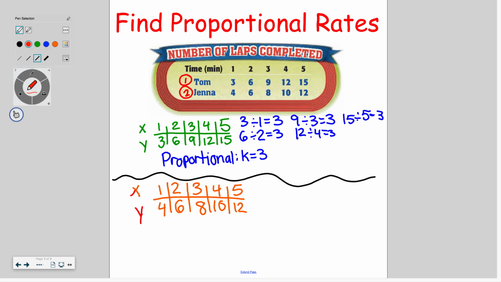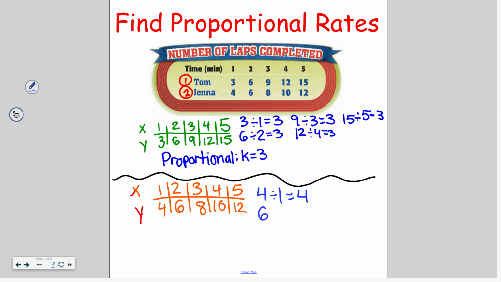Again, we want to see if there is a proportional relationship, so we are going to take our y value of 4 and divide by 1, giving us an answer of 4. Then we're going to take our second y value, which is 6, and divide by 2, giving us 3. As you can see, 4 and 3 are not the same number, so Jenna's shows a non-proportional relationship.